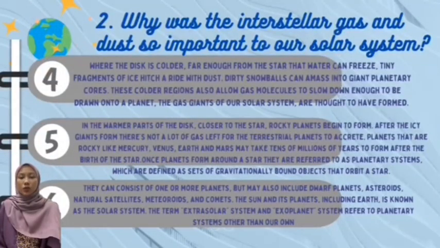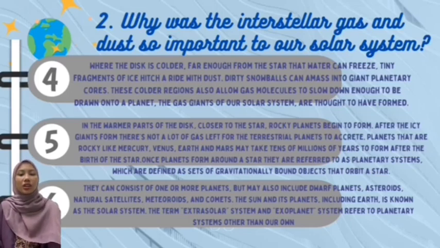Moving to the next slide, where the disk is colder, far enough from the star that water can freeze. Tiny fragments of ice hitch a ride with dust. These snowballs can amass into giant planetary cores. These colder regions also allow gas molecules to slow down enough to be drawn onto a planet. The gas giants of our solar system are thought to have formed in the colder parts of the disk.